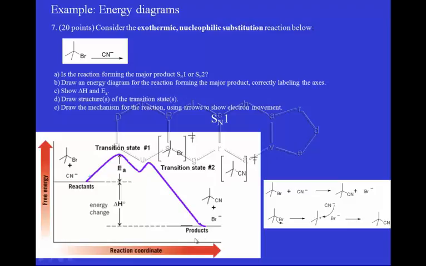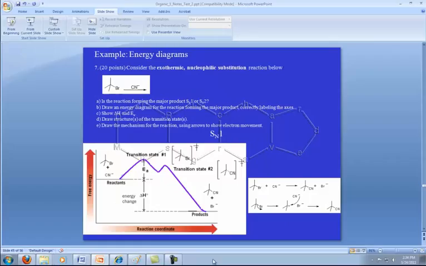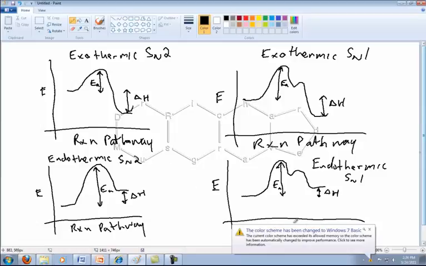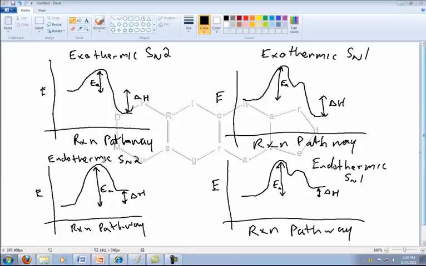So there are four possibilities that you may have to draw for the test, and these are as follows. You've got your exothermic SN2, and remember you're told whether it's going to be exothermic or endothermic. So this is an exothermic SN2. This is what an endothermic SN2 looks like, where you've got the products at higher energy than the reactants. Your exothermic SN1 looks like this, where you've got the reactants and the products down here, and the endothermic SN1 looks like this, where you've got the reactants here and the products higher.